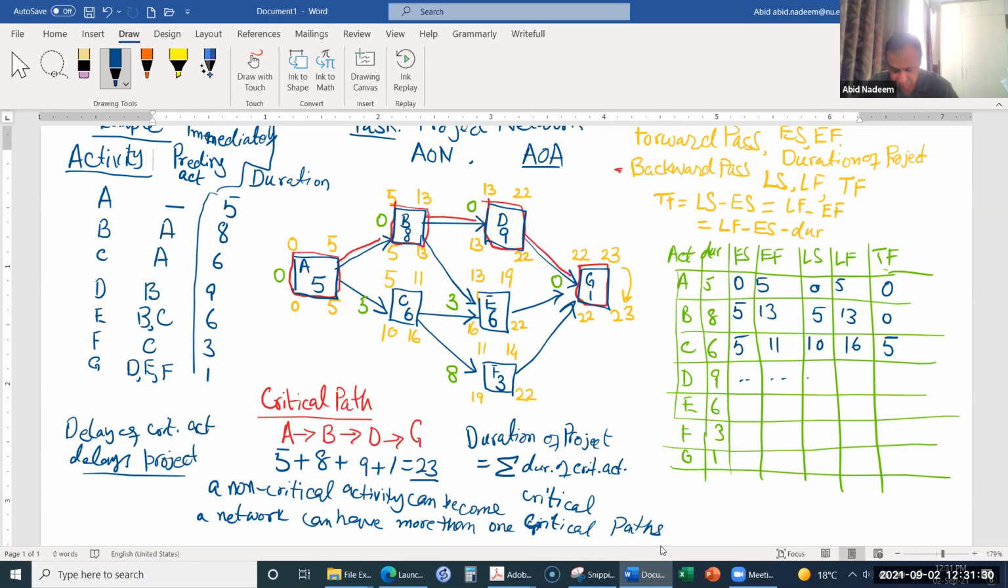Is it okay? What does TF mean? TF is for total float, and it is the amount of time an activity can be delayed without delaying the overall duration of the project. Okay, total float.